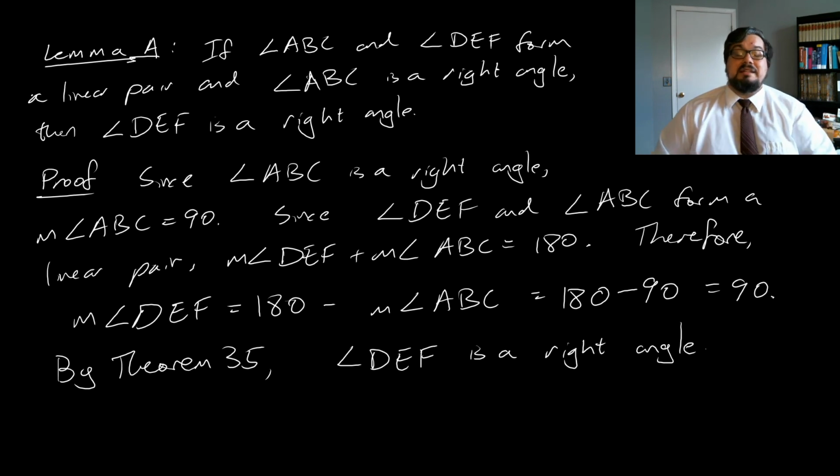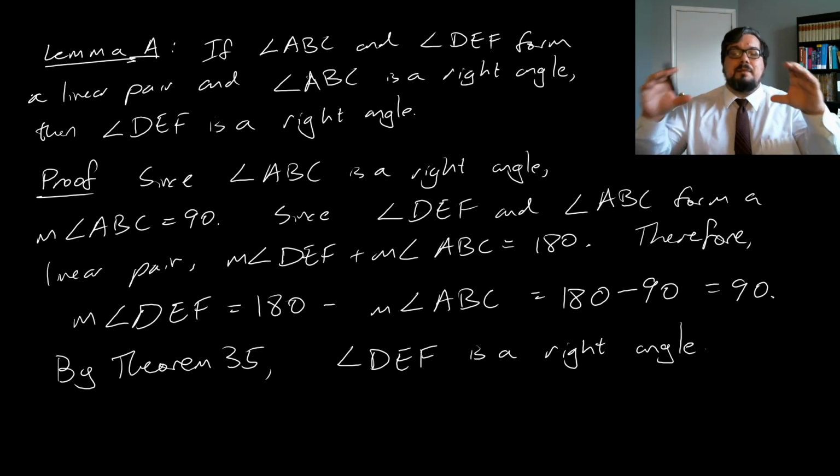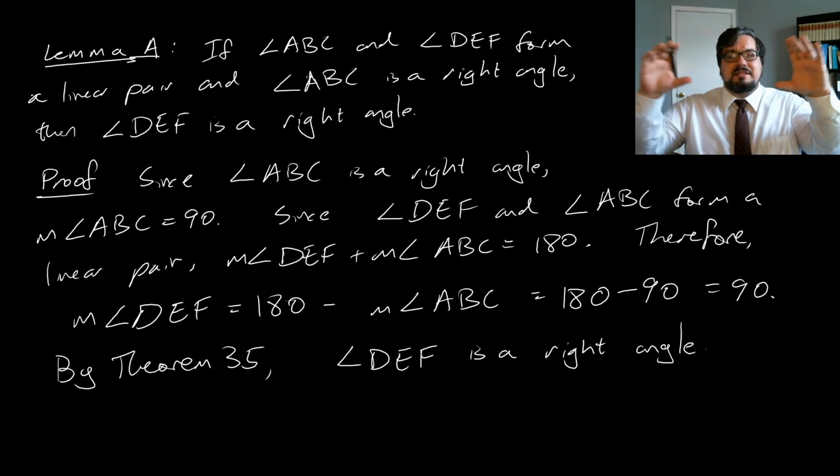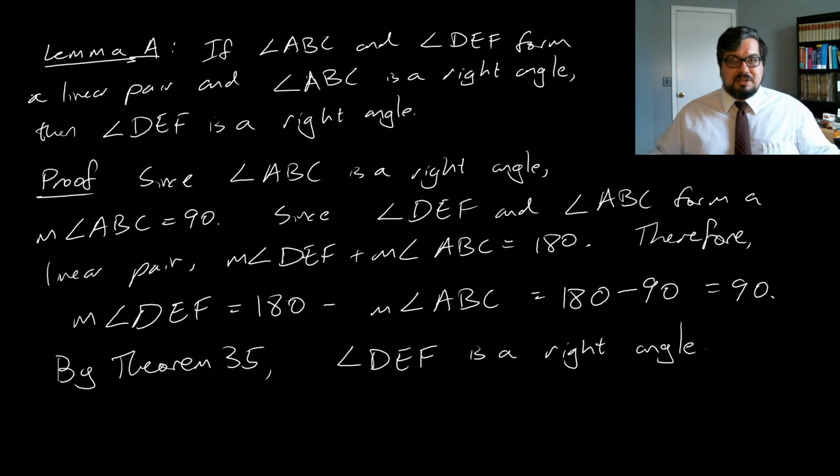So we showed that angle DEF has to have angle measure 90. By Theorem 35, that's enough to show that it is a right angle. I strongly encourage you to get in the habit of proving a lemma like this. You'll often find that a proof is easier to follow if you break it up into little chunks. And especially if those little things that you prove along the way could conceivably be used in other proofs, it's very useful to write them out separately.